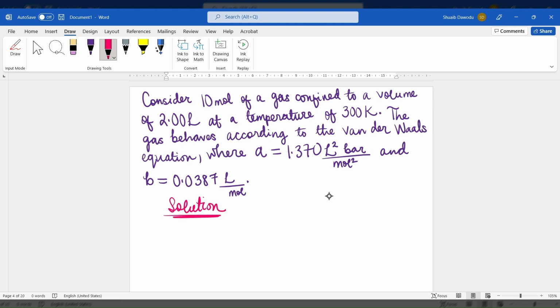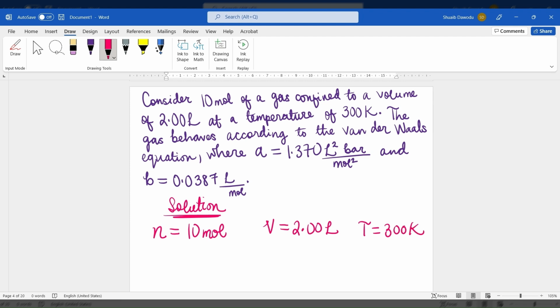So the first thing you have to know is when you have a physical chemistry question, especially in thermodynamics, you have to write out all of the parameters. The first information we're given is the number of moles, which is 10 mole. The volume is 2.00 liters, and the temperature is 300 Kelvin.